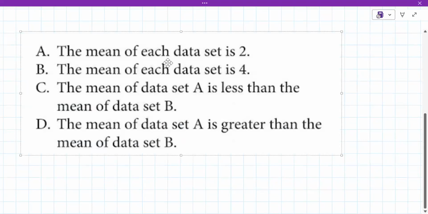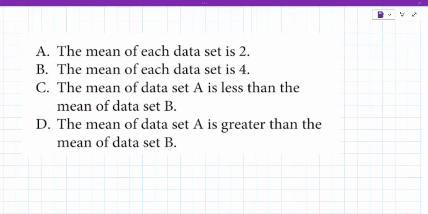The mean of each data set is 2. The mean of each data set is 4. The mean of data set A is less than the mean of data set B. The mean of data set A is greater than the mean of data set B. Can you tell me anything that's similar or different about any of these answers? What do you see that's same or different when you're looking at them?